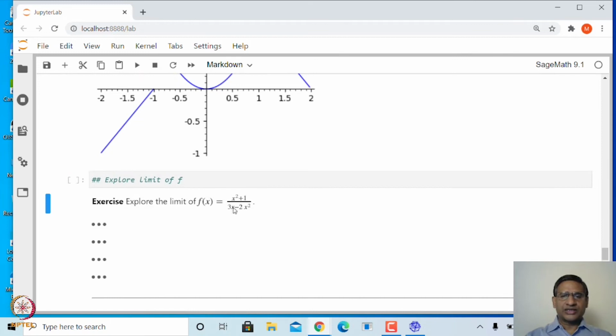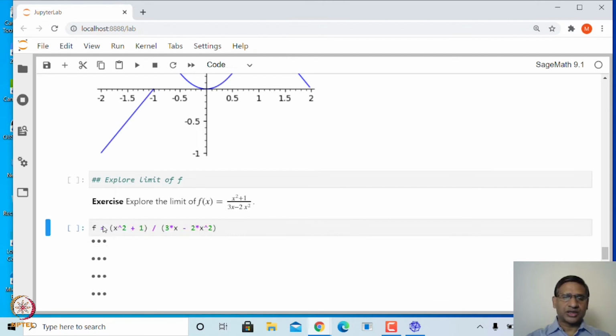Now, let us look at another example. Let me just give you this as an exercise. You explore the limit of the function f x equal to x square plus 1 divided by 2x minus 2x square, 3x minus 2x square. The points at which the denominator is 0 will be 0 and 3 by 2. At those points you should see what the limit is, and you should try to explore.